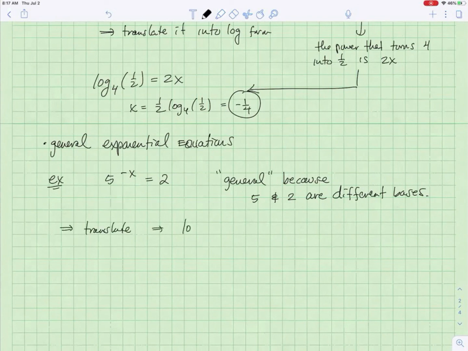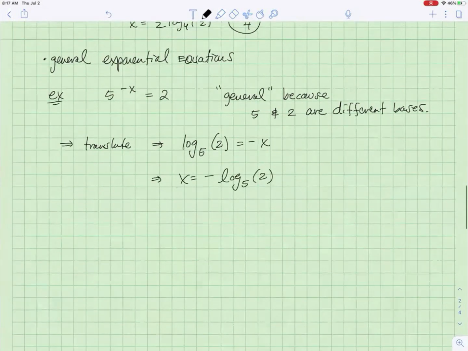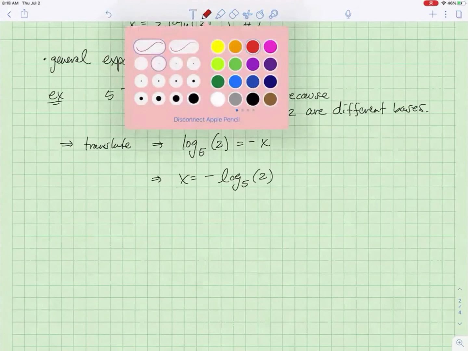The power that turns 5 into 2 is -x. This implies that x is equal to negative log base 5 of 2. And that's your answer. If you have a calculator, you can approximate that. Again, as we talked about yesterday, your calculator doesn't have a log base 5 button, so we'd have to use our change of base formula.